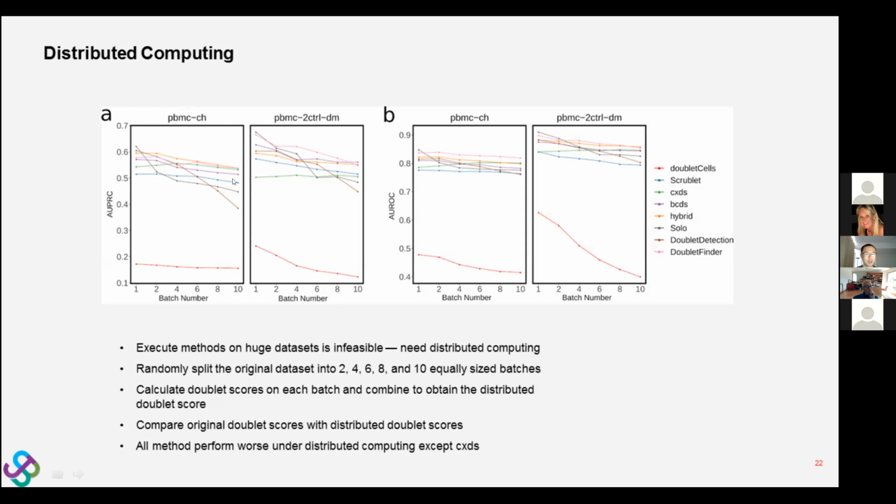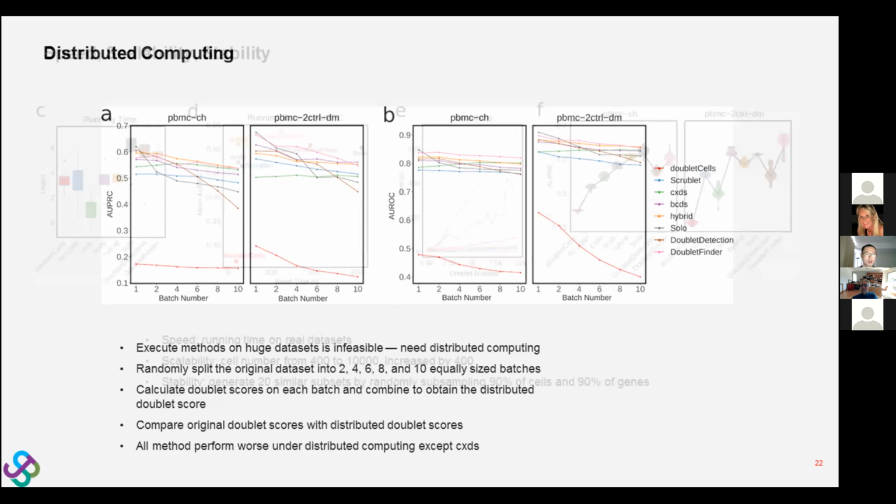We found that when we divide into more batches, the performance actually goes down, which means in each small batch, all the methods lose some global information. But there's one exception, which is CXDS, which is almost flat in this scenario. So this green one. Only this method is resistant to this information loss.